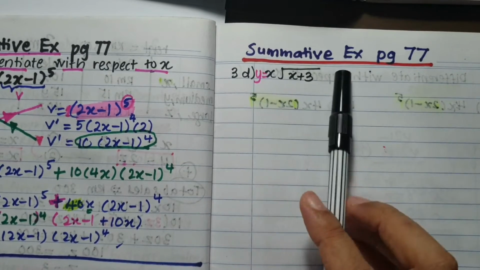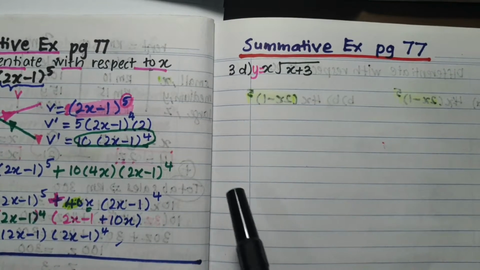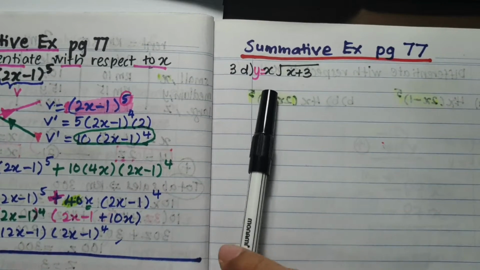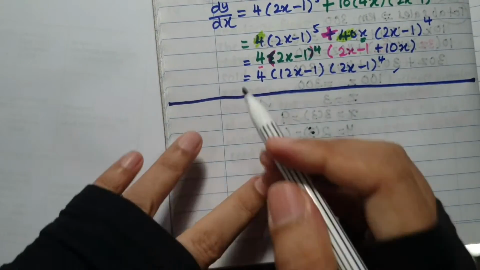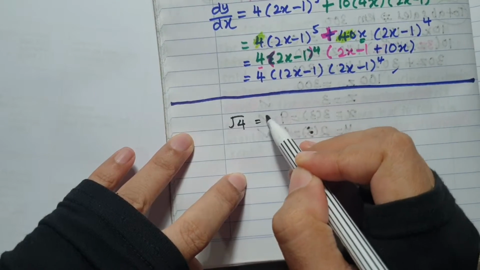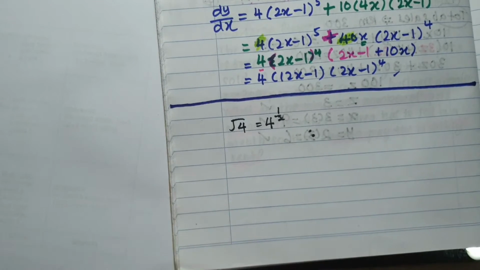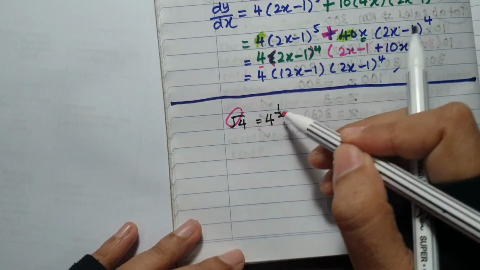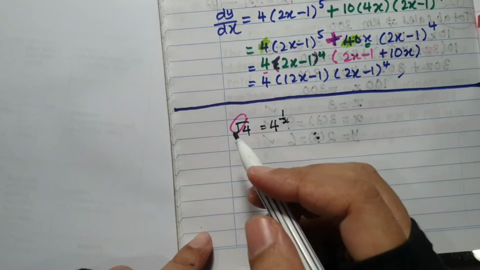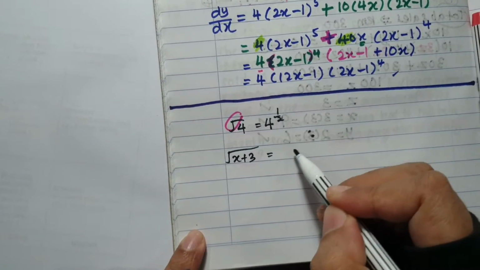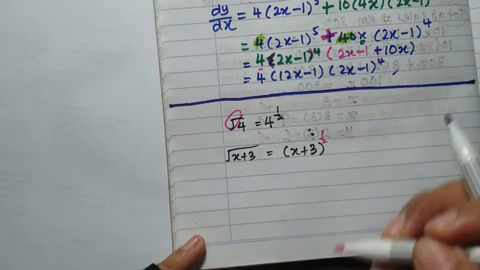Okay, next let's answer this question. Summative exercise, page 77, number 3D. As I said, if you have the square root of 4, it is actually 4 power of 1 over 2. So if you have a square root, always write it in the form of a fraction, power of 1 over 2. Now we have the square root of x plus 3. It is actually x plus 3 power of 1 over 2.